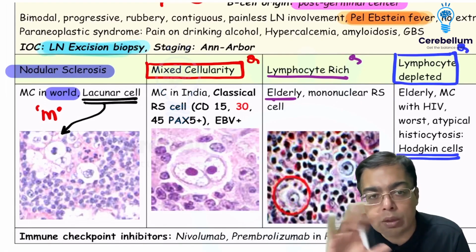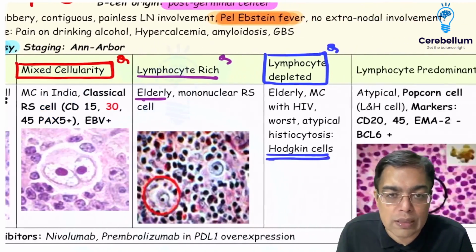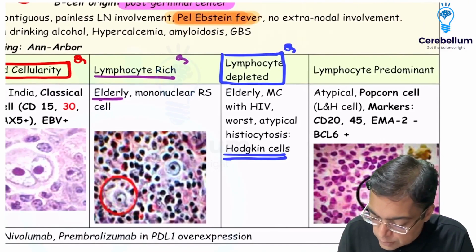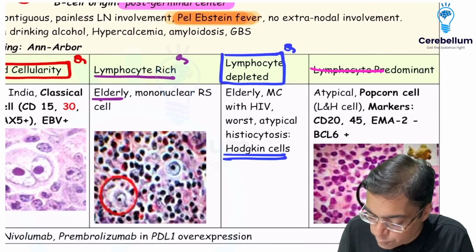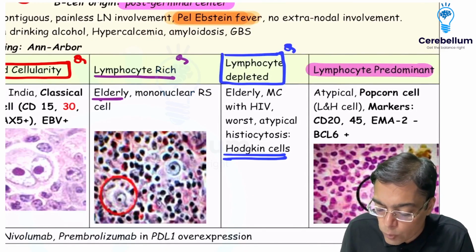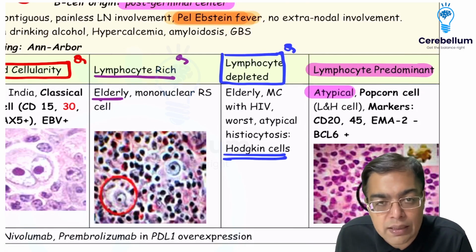Overall, if we talk about all the 5 variants, 4 classical and 1 non-classical, the non-classical variant is what is going to be given the special name. The non-classical variant is called lymphocyte predominant Hodgkin's lymphoma. Lymphocyte predominant Hodgkin lymphoma is not associated with Epstein-Barr virus. It is less aggressive, so it is going to have excellent prognosis.